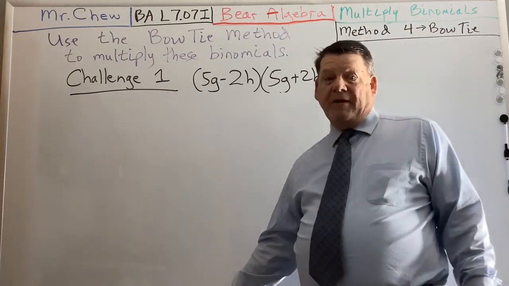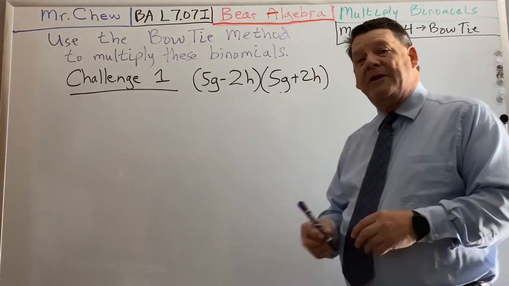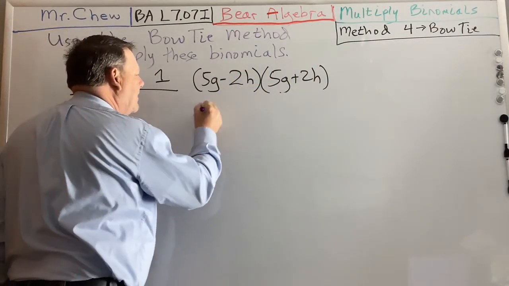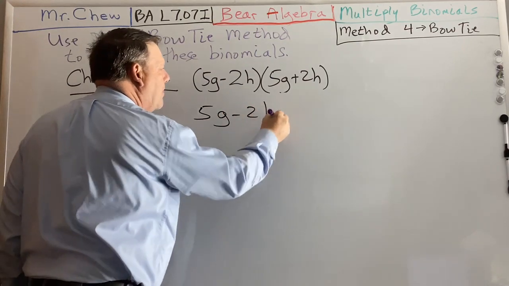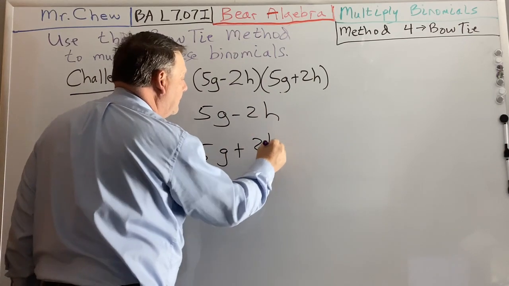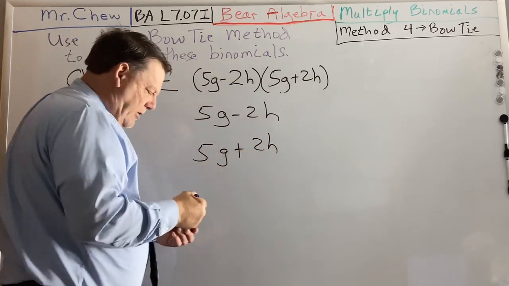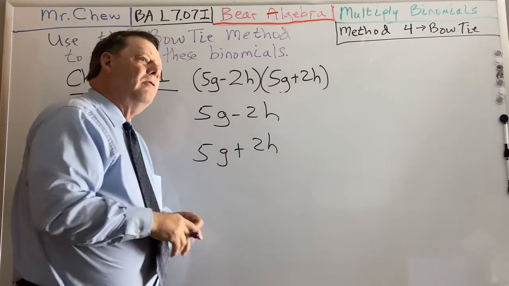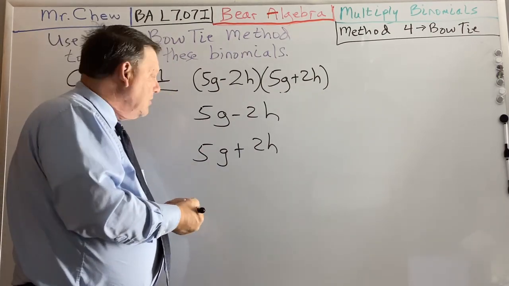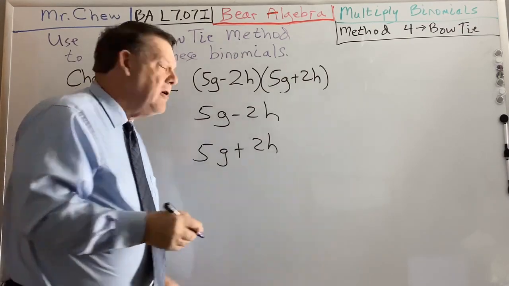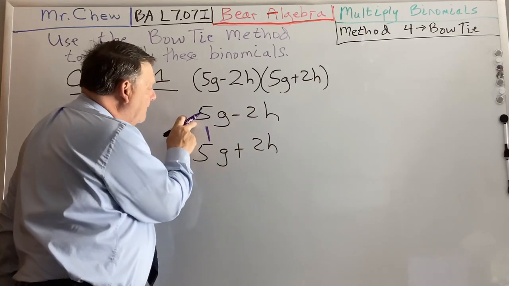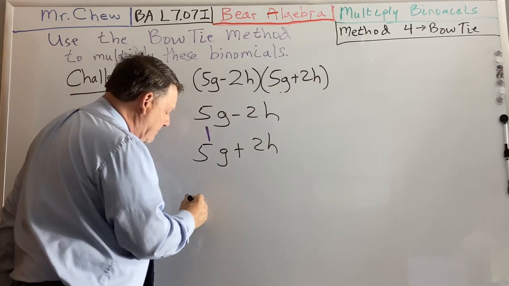When you're using the bow tie method, it's very important that you leave a little bit of space in between the two problems. So I'm going to rewrite this with a little bit of space in between them. I don't put my line across here like I did in my vertical stacking method, which was method two. Now we multiply the first term times the first term, 5g times 5g, and I write it down.